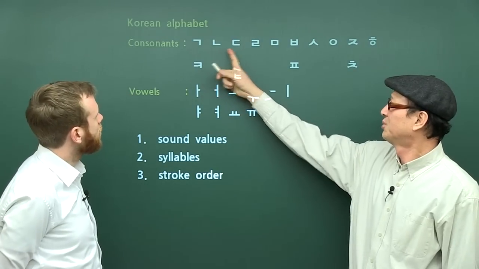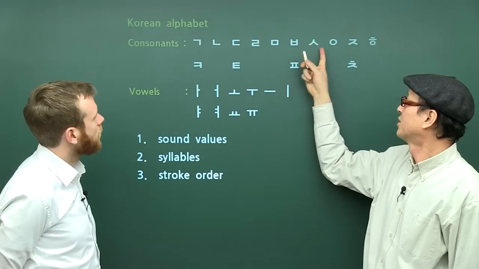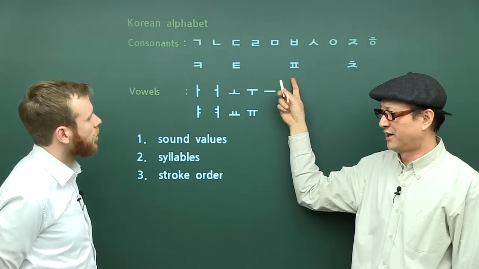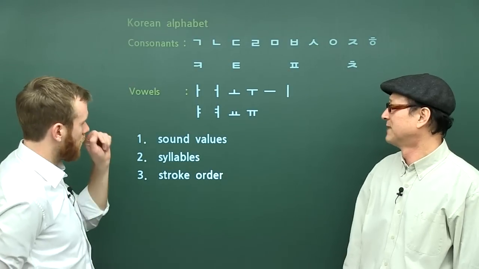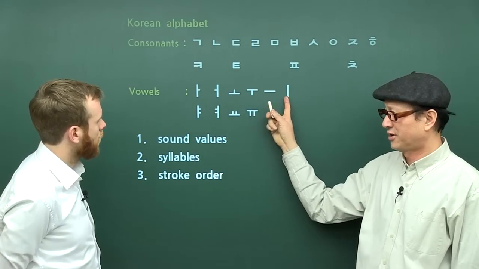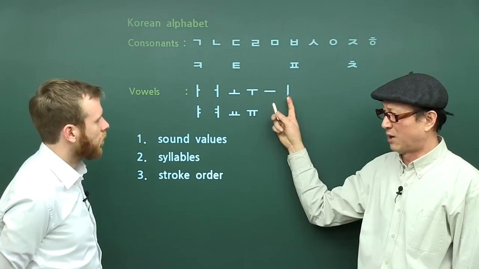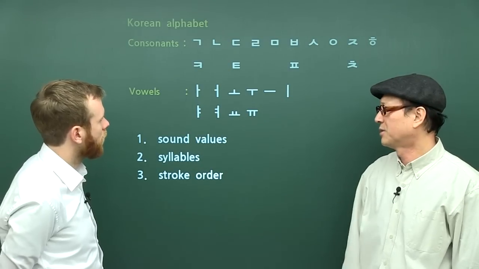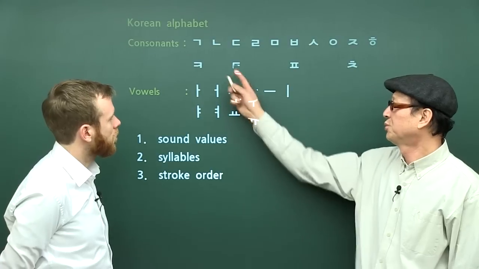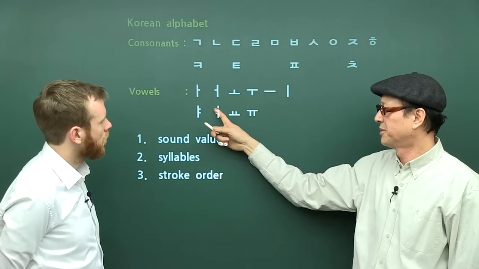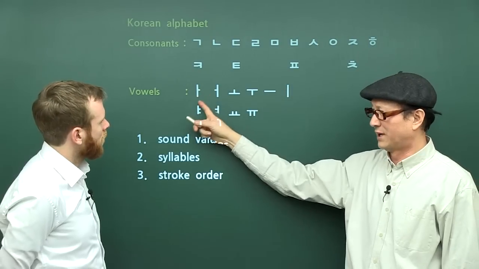Here we have one, two, three, four, five, six, seven, eight, nine, ten. And 14 consonants there. So we have 10 on our first line. And then six basic vowels, and four more. So to do the sound values of the consonants, maybe let's have this one.